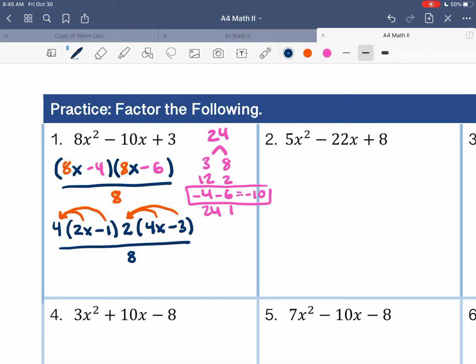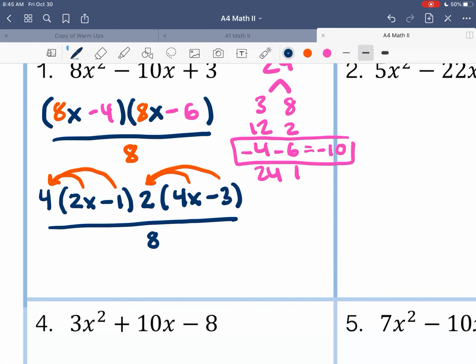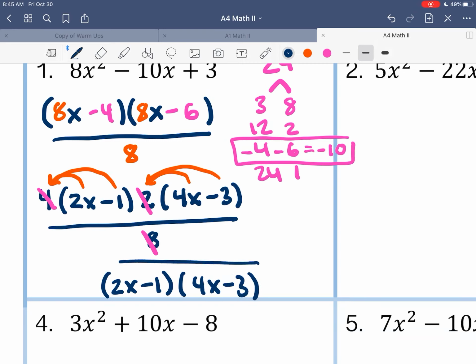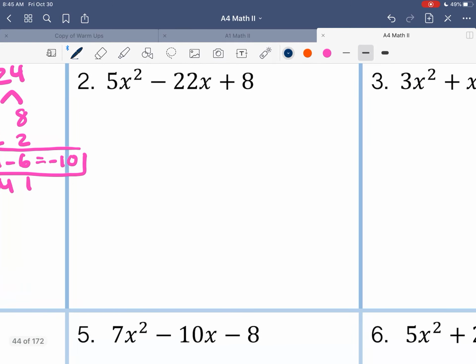And we still had this divided by 8 down here. So notice that this time, instead of having 1 8, we have a 4 and a 2, which also works, right? Because 4 times 2 makes 8. So canceling these two will cancel the 8, which leaves you with 2x minus 1 in parentheses times 4x minus 3 in parentheses, and that's factored. Like I said, practice makes perfect with this one. If we just do it a bunch of times, you'll get good at it.